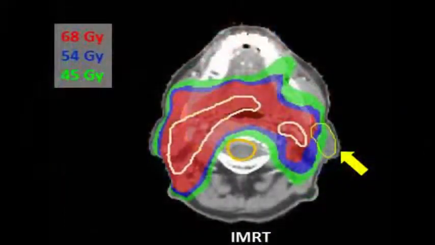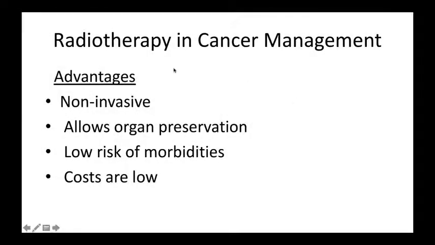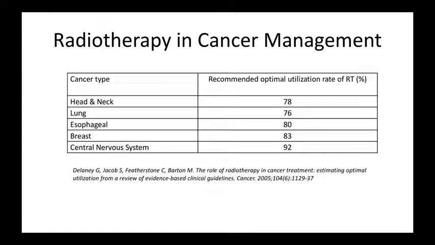Here's another way we use it. Treating this patient who has head and neck cancer, treating the tumor volumes here, staying away from the cord and staying away from the salivary gland, which preserves salivary function and dietary status. So this can be delivered in a very cost-effective way and avoid toxicities. So these are the main advantages. Non-invasive, allows sparing of organs, low risk of toxicity, and overall the costs are low once you're going with radiotherapy.